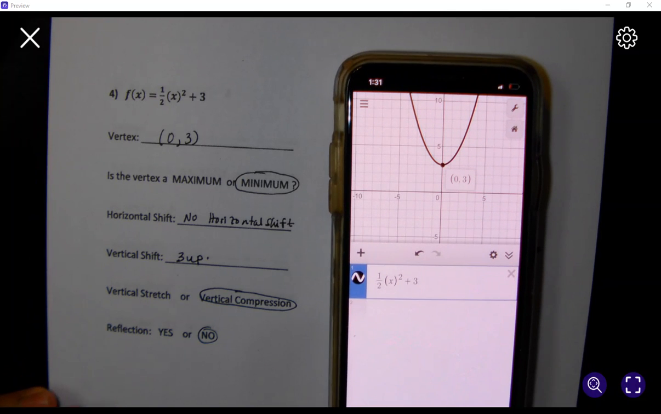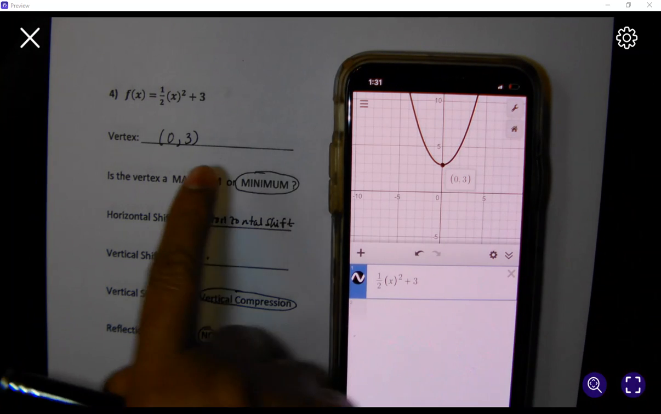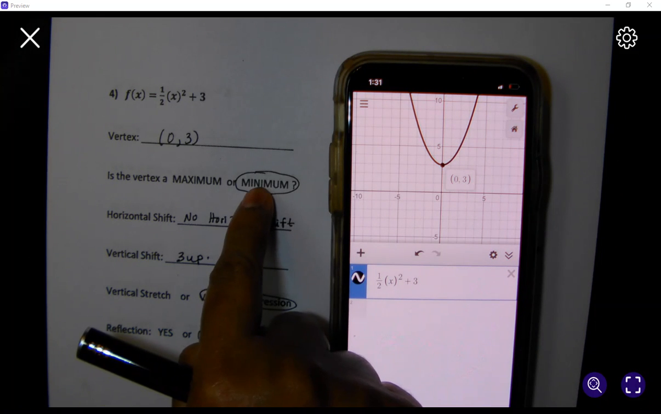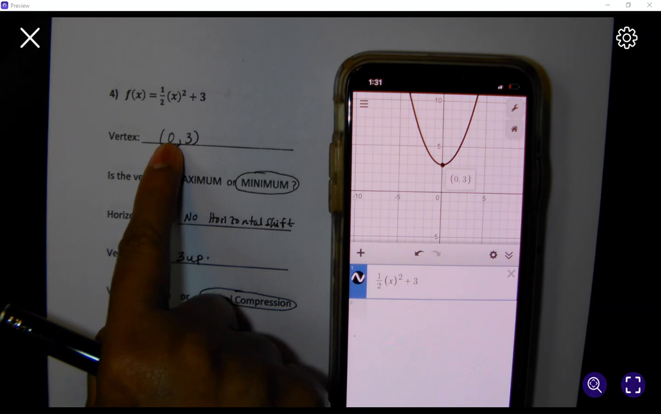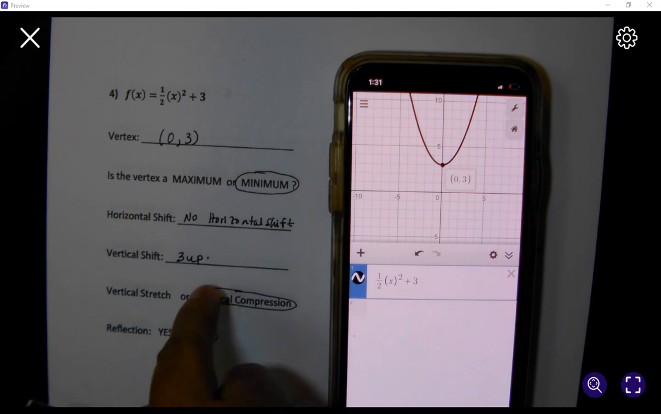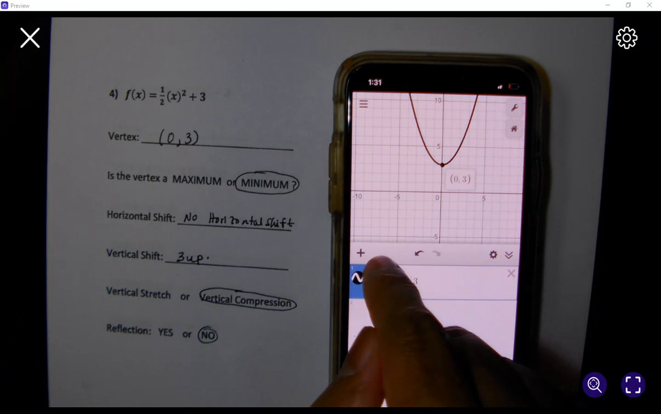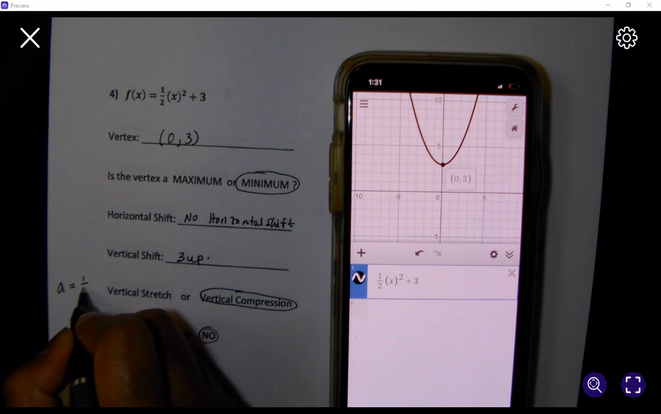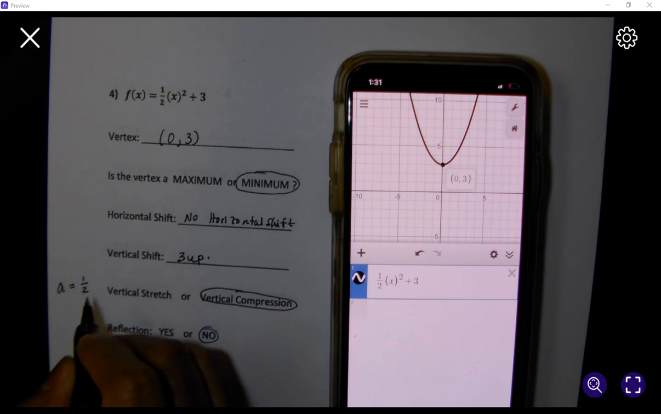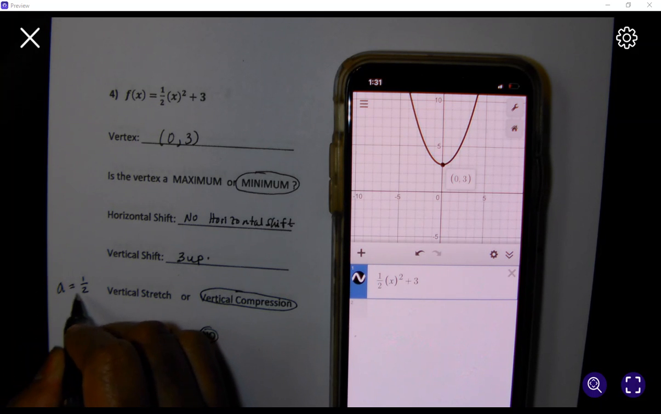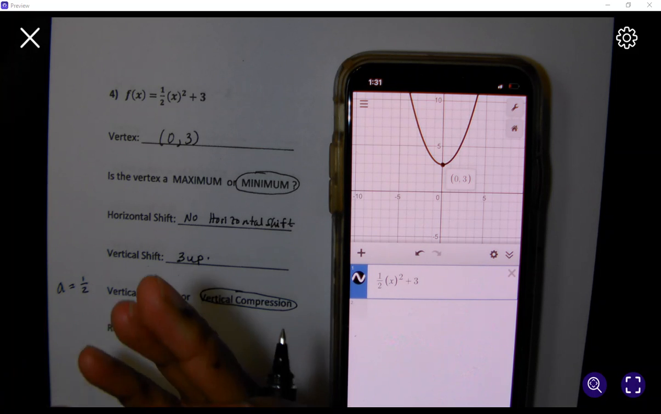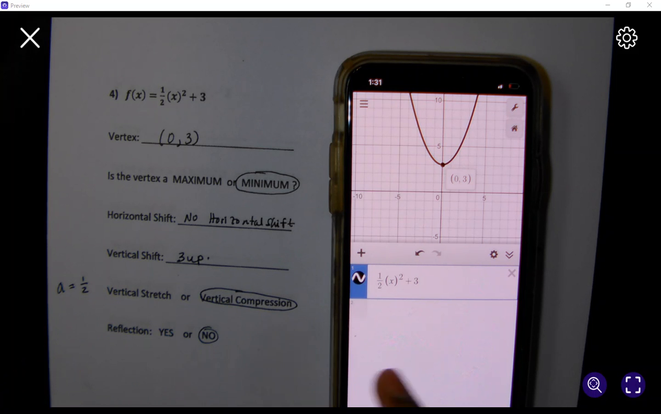Here's number 4. So here's the graph, and the vertex is at 0, 3. It is a minimum because it is the lowest point. There is no horizontal shift because of the 0. It shifted up 3 for the vertical shift. And now this is a compression because A is equal to 1/2, the number in front of the x. And this 1/2, the absolute value, it doesn't matter if it's positive or negative. If it's between 0 and 1, so 1/2 is 0.5, so that's between 0 and 1. So that makes it a compression.